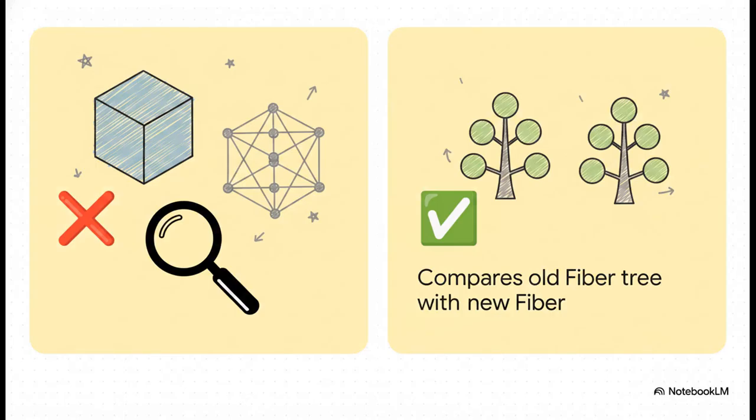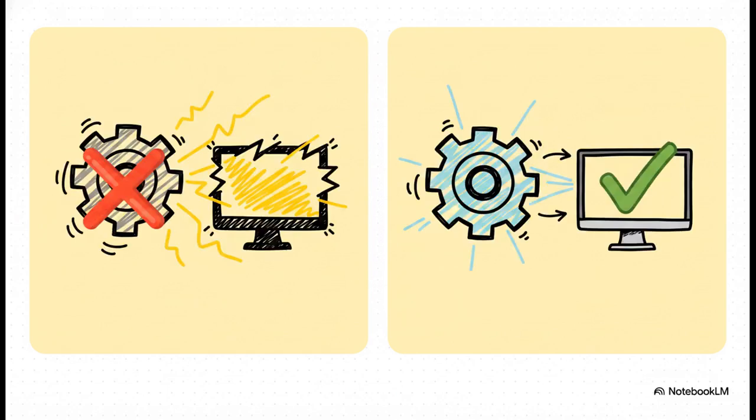Myth number 2. React compares the virtual DOM with the real DOM. Absolutely 100% false. React does not want to look at the slow real DOM if it doesn't have to. It strictly compares the old current fiber tree with the new work-in-progress fiber tree, entirely in memory. Myth number 3. If a component re-renders, the DOM re-renders. Nope. When a component re-renders, it simply means the JavaScript function executed again just to see if anything changed. If the resulting fiber tree is identical, the actual DOM is never touched.